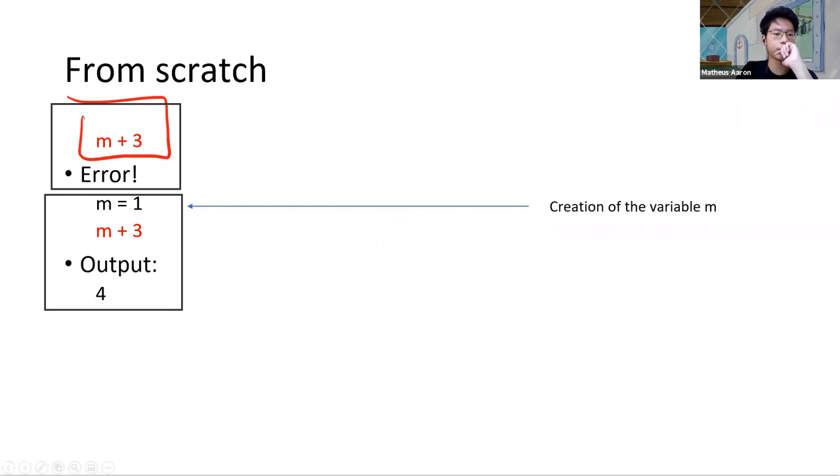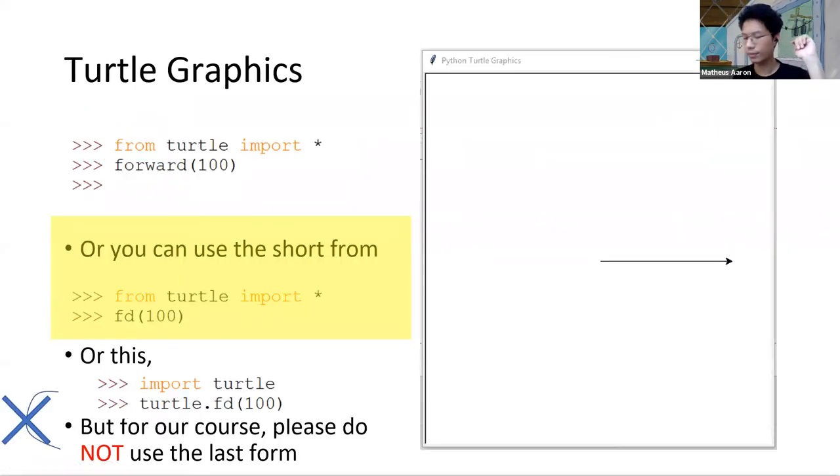Okay. Next up, we have turtle. There are two ways to import, but generally, just follow the earlier part: from turtle import star. Do not follow this other format. Okay.